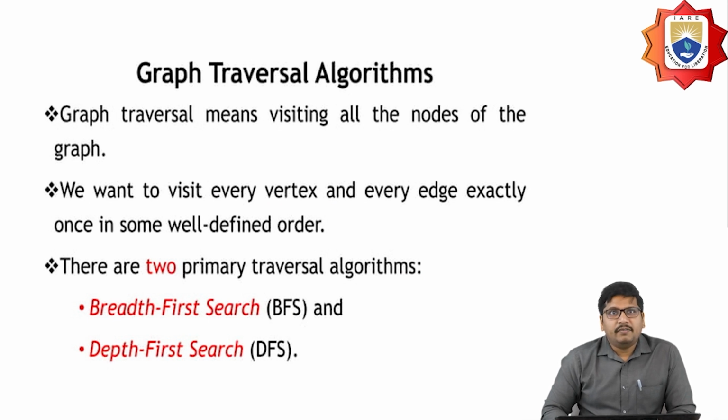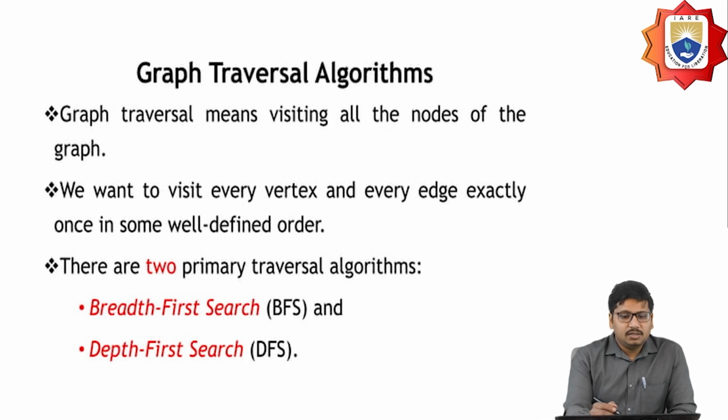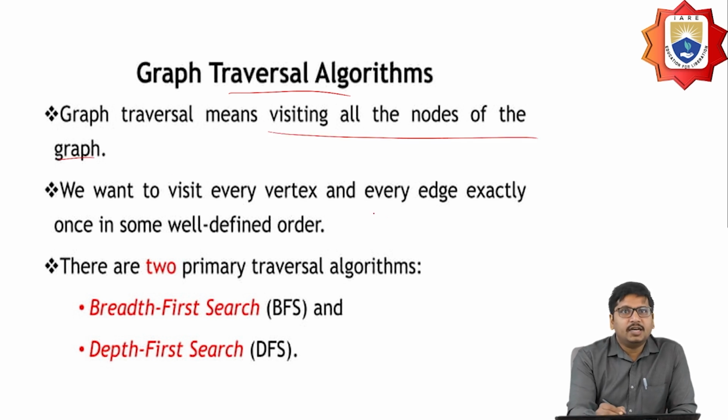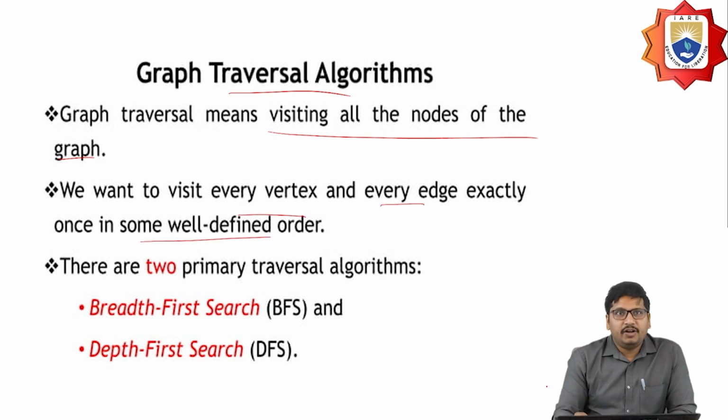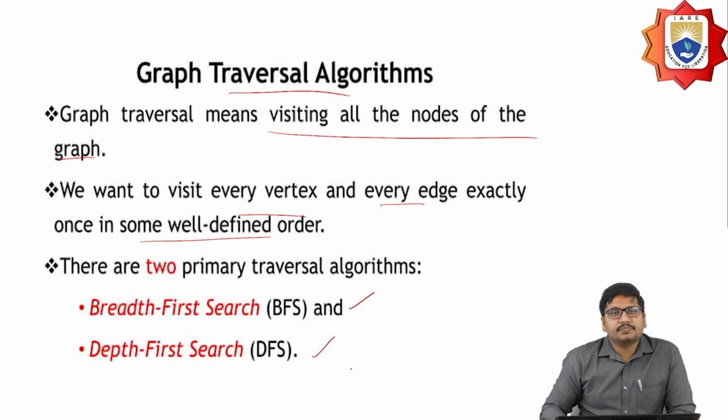Some of the graph traversals we are going to have are BFS and then DFS. Traversing means visiting all the nodes of the graph exactly once. So if you want to visit every vertex and every edge in some well-defined order, for that we need two types of algorithms: depth first search and breadth first search.